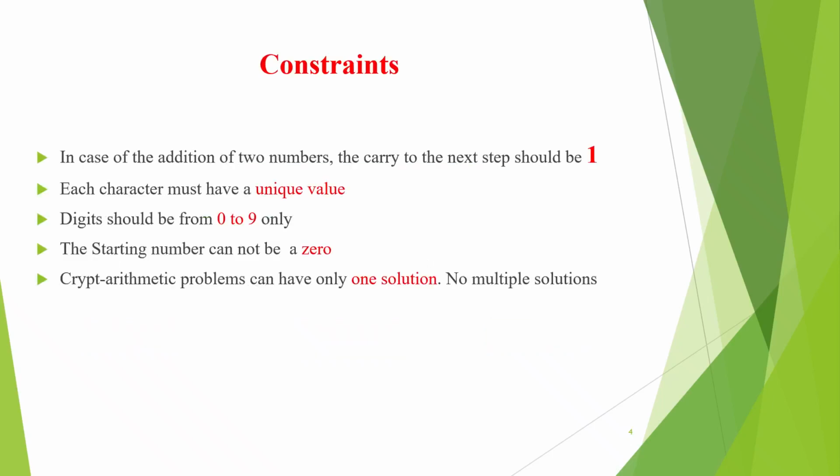What are the constraints? In the case of addition of two numbers, the carry to the next step should be 1. It's an important constraint. The carry to the next step is always 1. And each character must have a unique value. Each and every character should have a unique value. No two characters should be equal. And digits should be from 0 to 9, that is, only single digits. The starting number should be 0. And in a cryptarithmetic problem, the arithmetic problem must have only one solution, no multiple solutions.